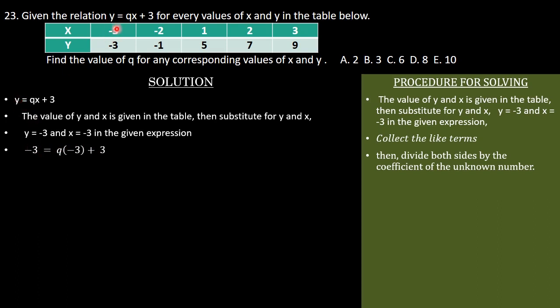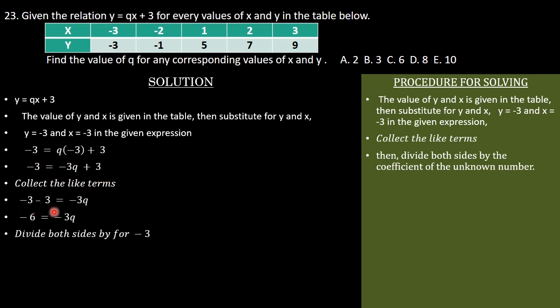You have this expression. Minus 3 is equals to minus 3 multiplied by q. You have minus 3q plus 3. Then collect the like terms. When you collect the like terms, you have minus 6 is equals to minus 3q. Then divide both sides by minus 3. We have q to be 2.